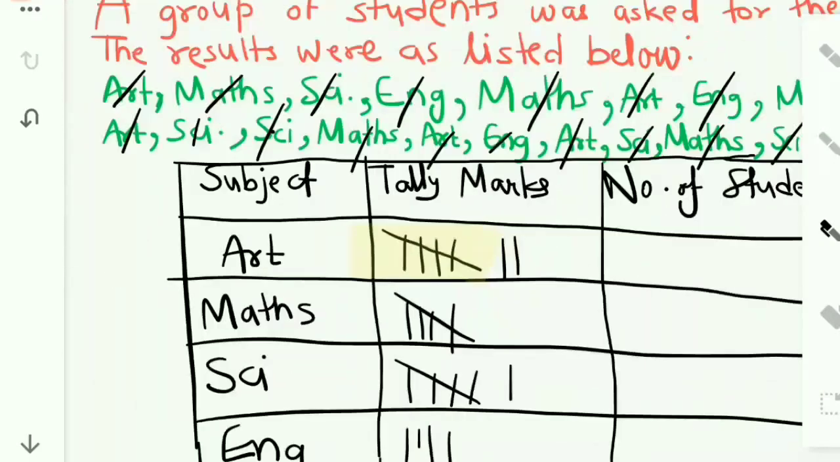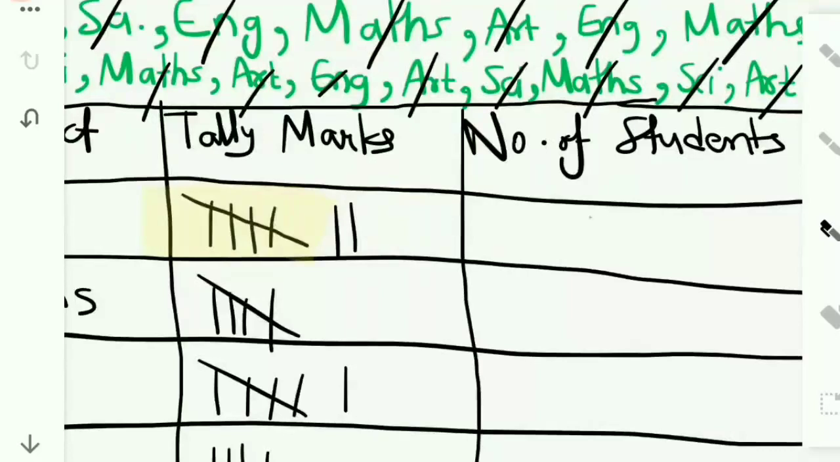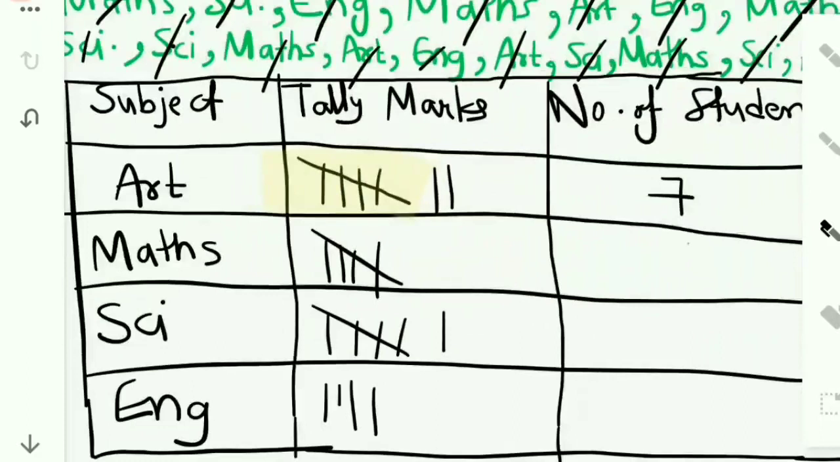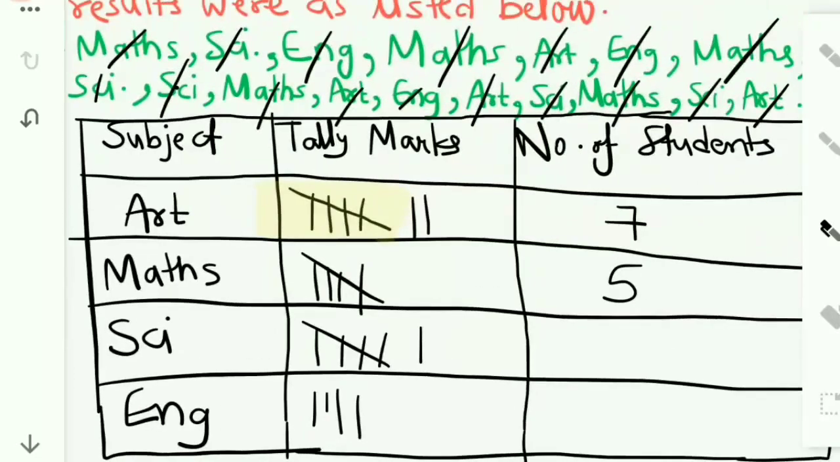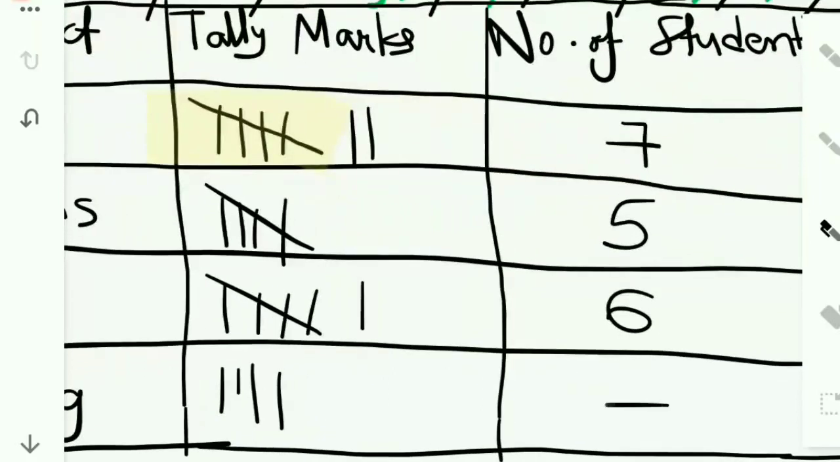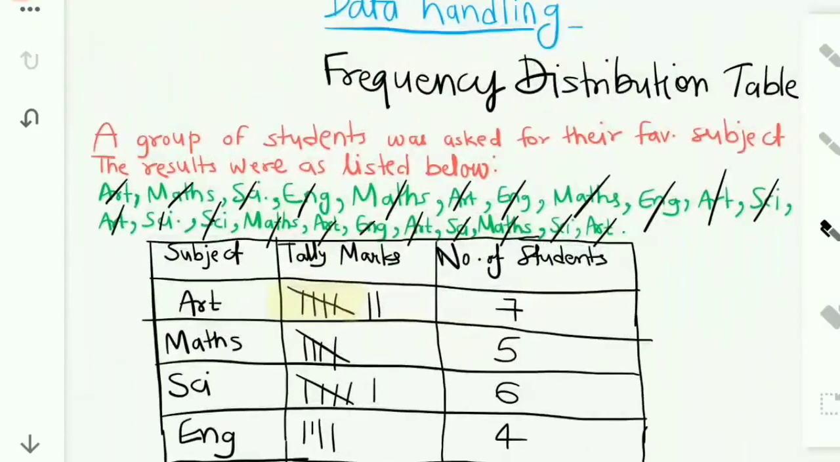Now we'll count. This bundle means 5, and then 2 means 7. 5 plus 2 is 7, so number of students is 7. Maths has 5. Science has 5 plus 1, 6. And English has 4. So, this means that number of students who like the subject art is 7. Number of students who like the subject maths is 5, and so on. Okay.